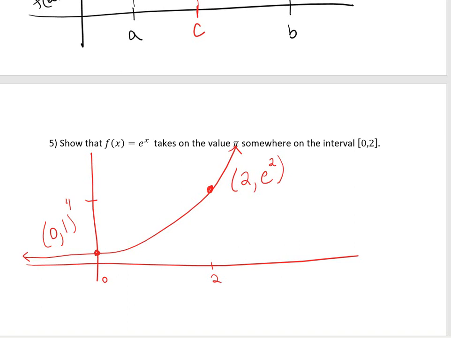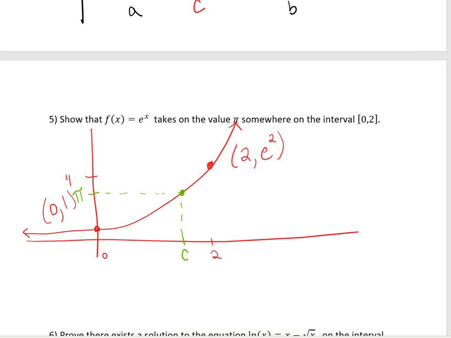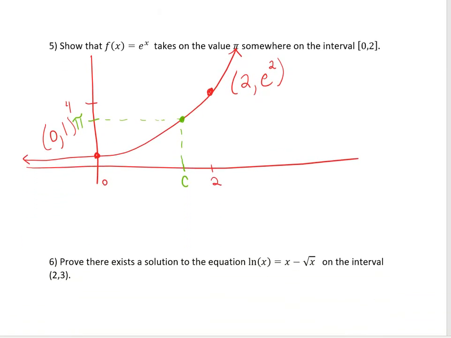Pi, remember, is 3.141592 and so on. I want to show that there is some point c where I can plug that value in and get pi out. First, remember, you always have to do this on an exam or anything. First, note that e to the x is continuous. You don't have to tell me why, we get it for free, but you do have to acknowledge that it is continuous.